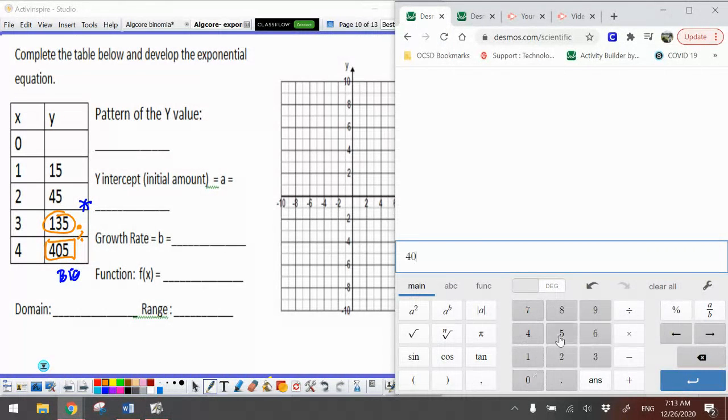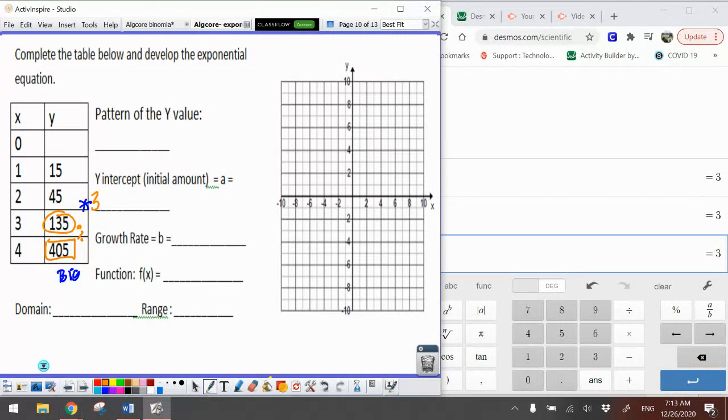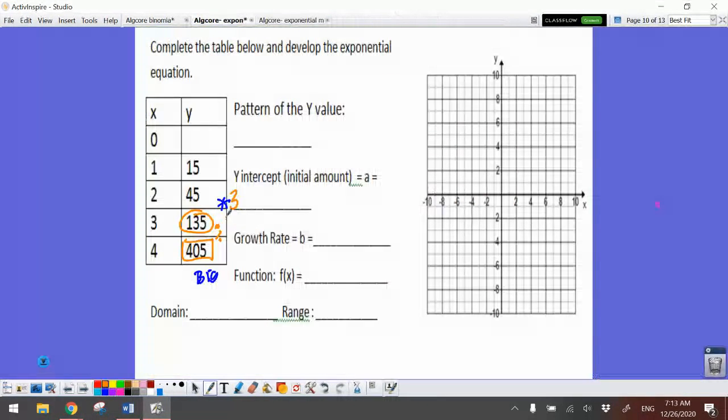So 405 divided by 135 gives me 3. Okay, I'm going to do it again. I'm going to take 135 divided by 45. That gives me 3. I'm going to do it again. 45 divided by 15, and I get 3. So I know that if I'm going this way it's division by 3, then going down the multiplication by 3 is what's happening. Okay, so my pattern is times 3.